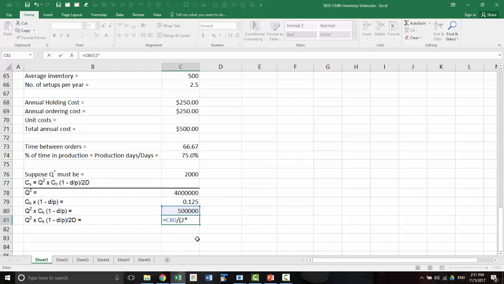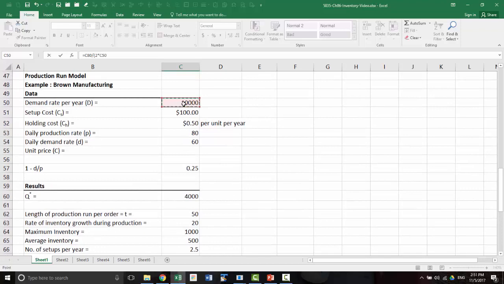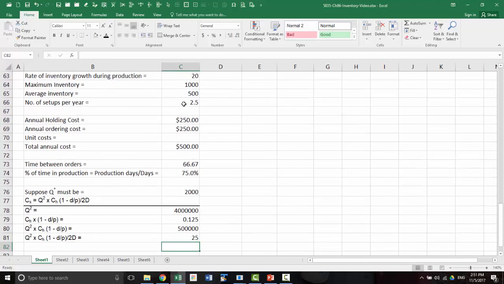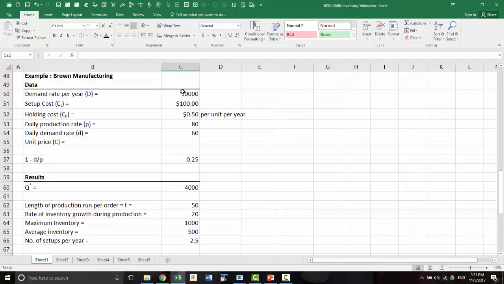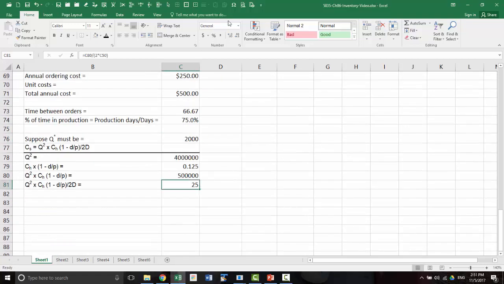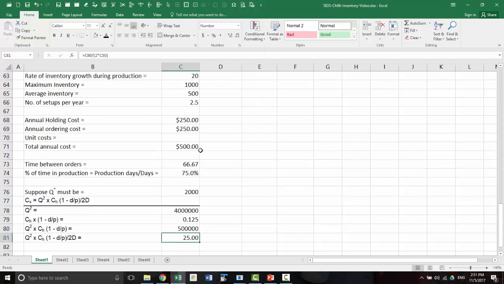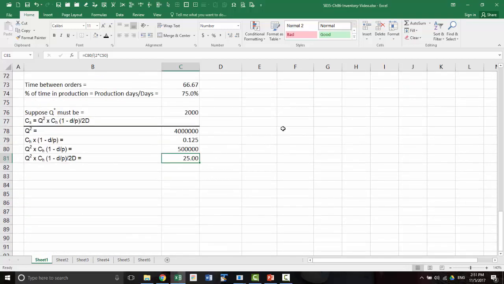You have to make sure that the brackets are properly set up, otherwise you will end up with the wrong answers. So from 100, you have to bring down the setup cost to $25. Then you will be able to decrease your optimum production quantity from 4,000 to 2,000.